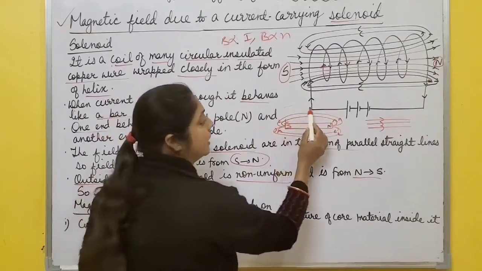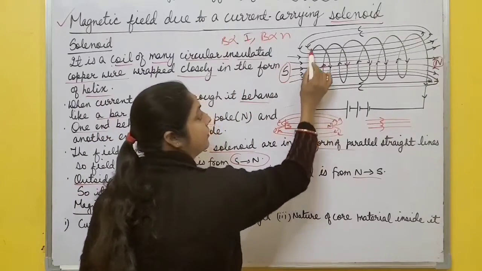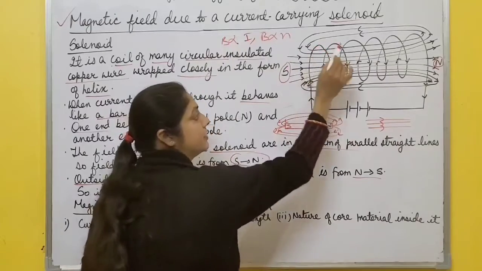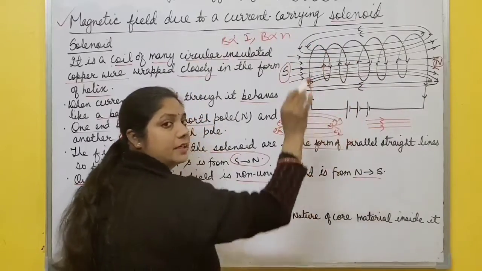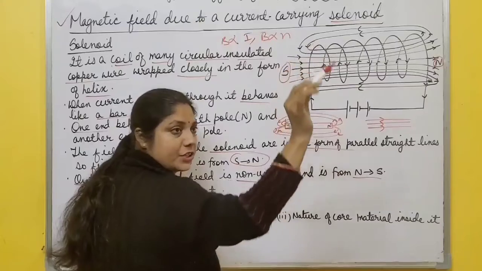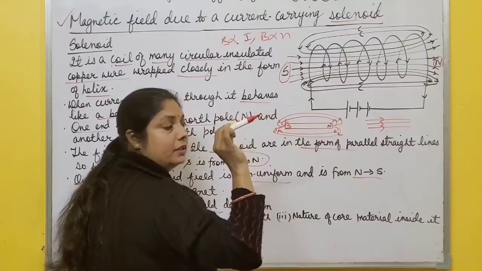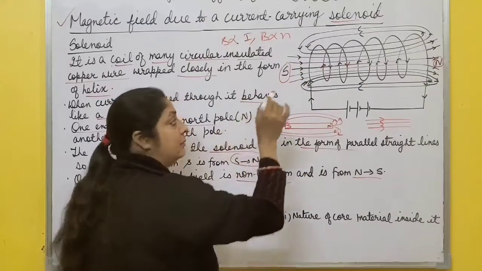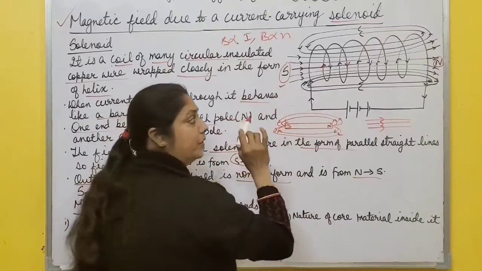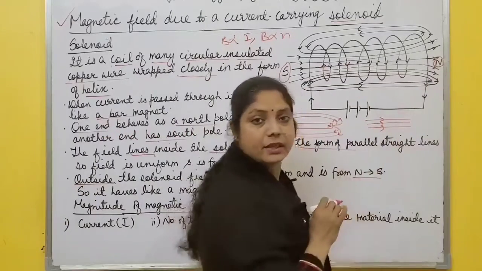Here also, current is flowing like this one, then this one, and again this one, then this one. It means current is flowing in clockwise direction. So this end of the solenoid behaves like a south pole, right? So that's why the other end behaves like a north pole.